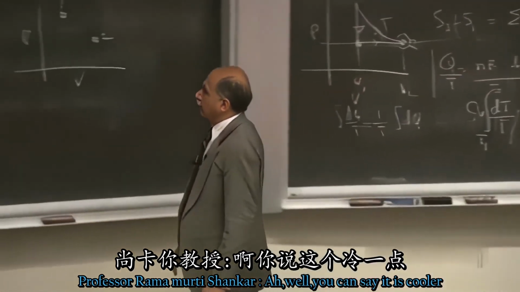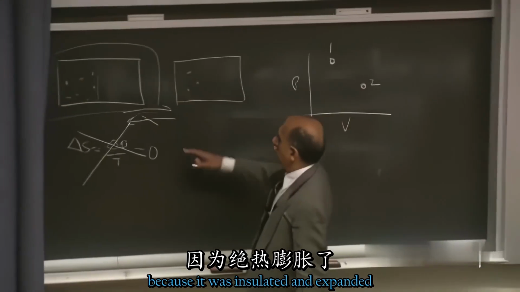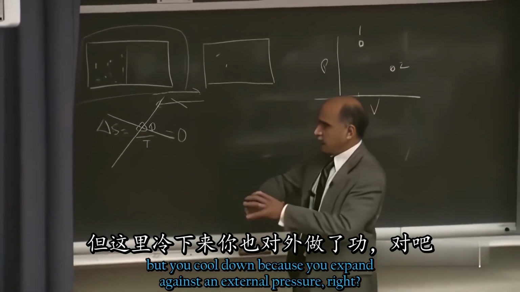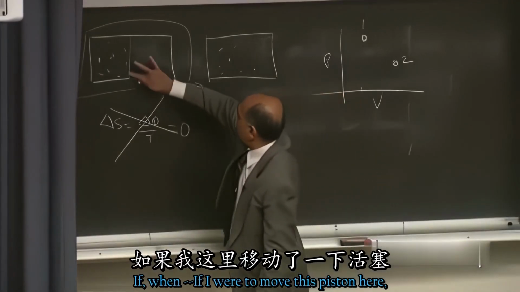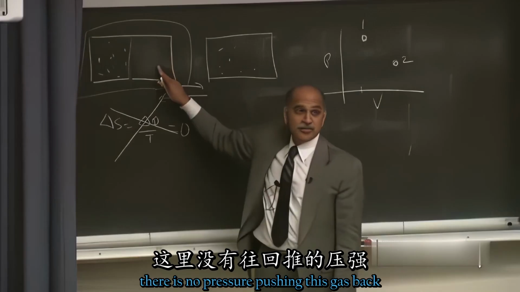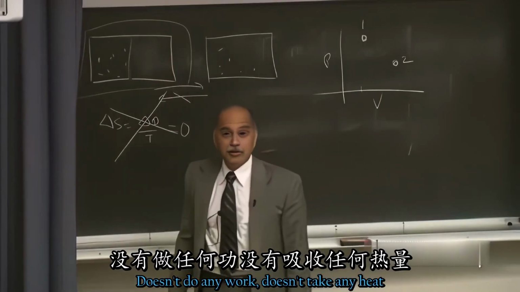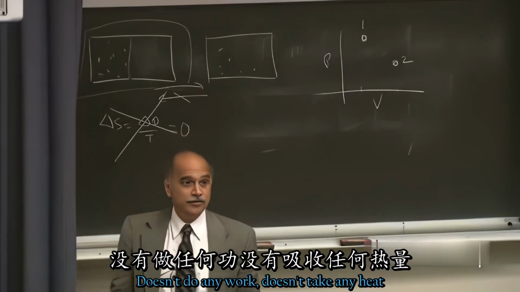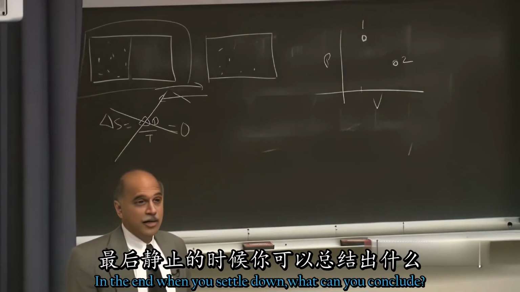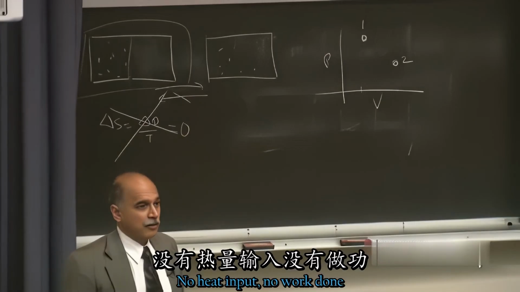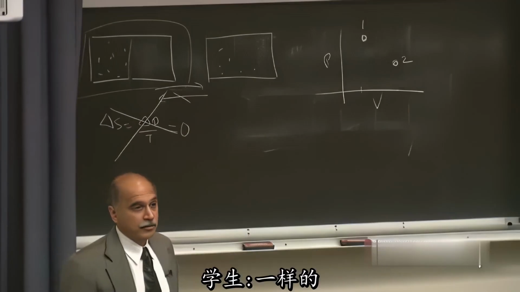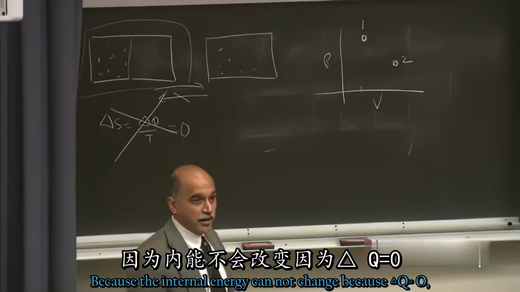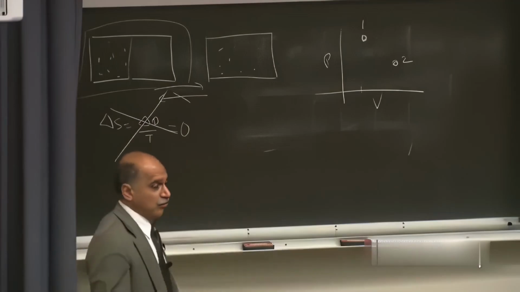Well, you can say it is cooler because it was insulated and expanded, but you cool down because you expand against an external pressure, right? Even when I remove this piston here, there is no pressure pushing this gas back. You understand that? Doesn't do any work. Doesn't take any heat. So what does that mean? In the end, when you settle down, what can you conclude then? No heat input, no work done. So what does that mean in terms of temperature? Same, because the internal energy cannot change, because delta Q is 0, work done is 0.